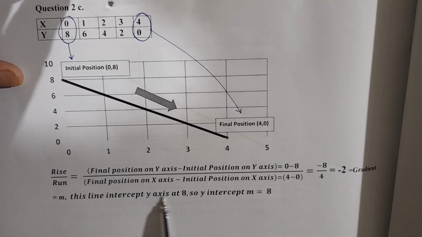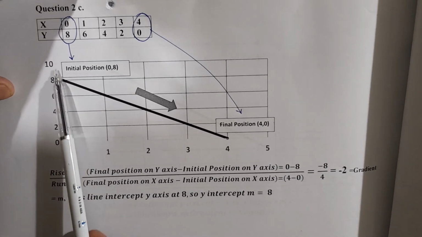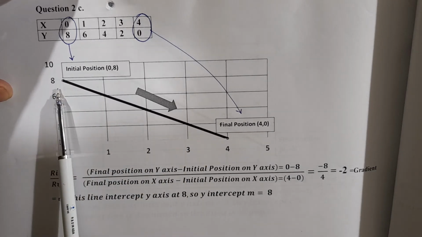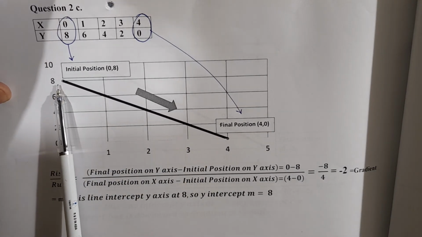This line intercepts the y-axis at 8. This is the y-axis, and this line intercepts at the point 8. So the y-intercept c is equal to 8.